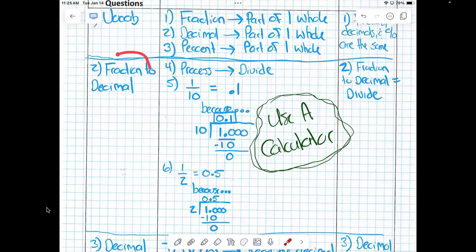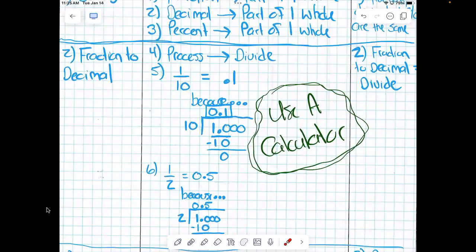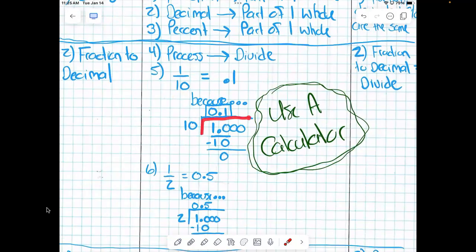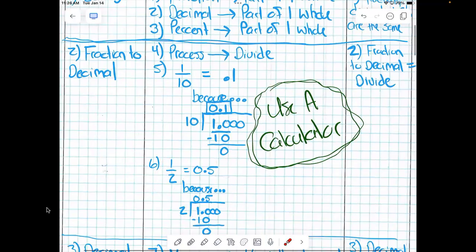So, to go from a fraction to a decimal, there is this process. Class, how do you go from a fraction to a decimal? Divide. So if I give you a fraction like 1/10, you can simply make a division box, put the 1 on the inside, the 10 on the outside, and divide, right? Yes. Same thing with 1/2. Put the 1 on the inside, put the 2 on the outside, and divide, right? Yes.